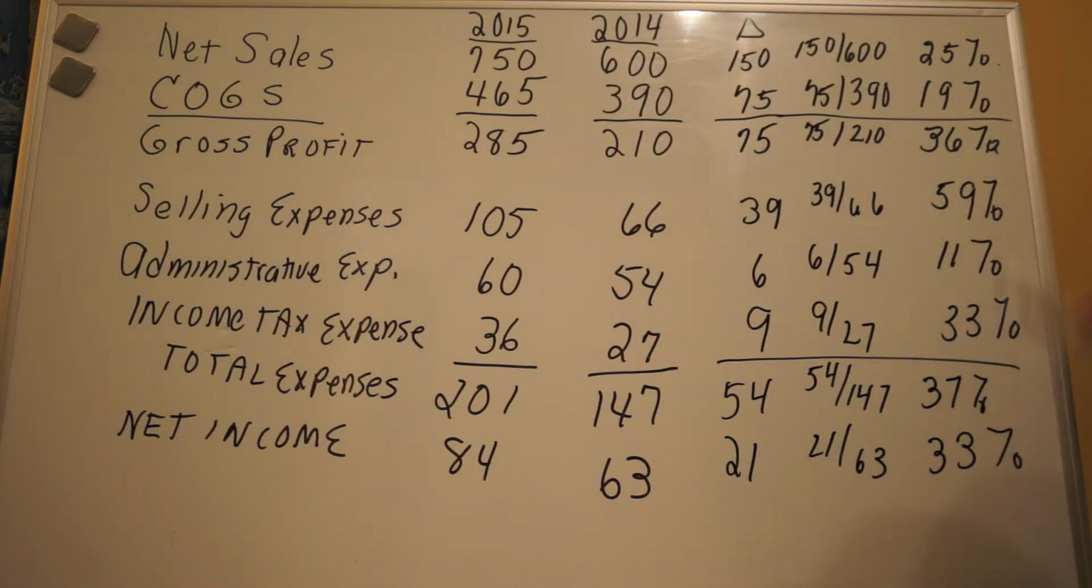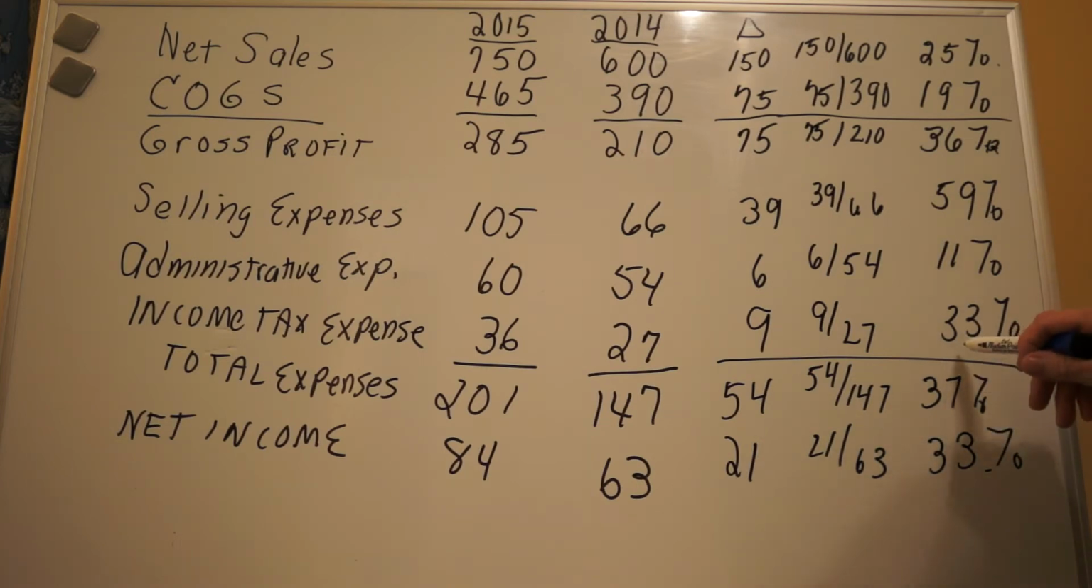So maybe we've got better suppliers, maybe we're buying cheaper merchandise. I don't know what we're doing, but we had a higher increase in gross profit than we did in the net sales, so that's good. But then, when we look down at our net income, our gross profit was up 36%, but net income only 33%. So we go, gee, what happened?